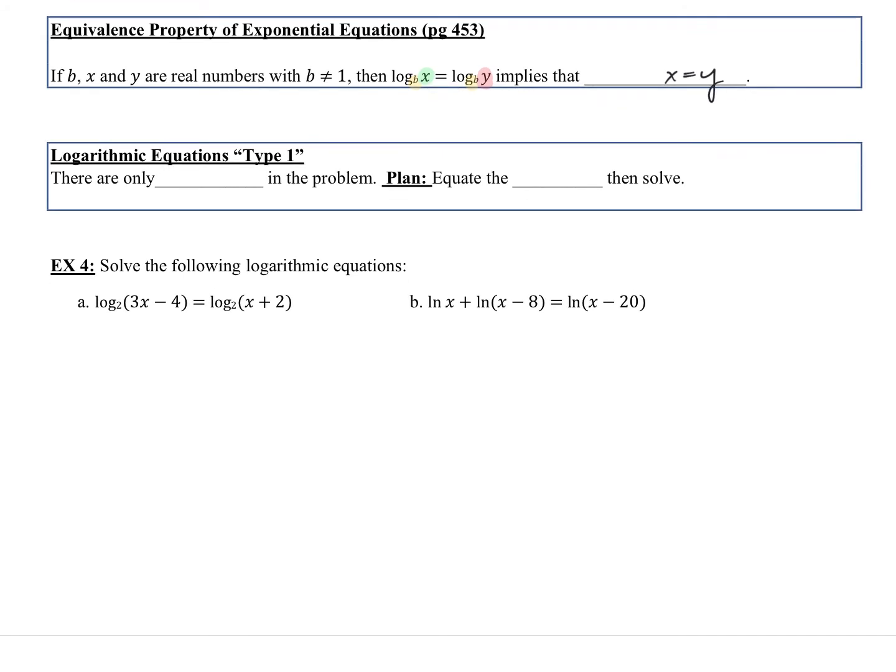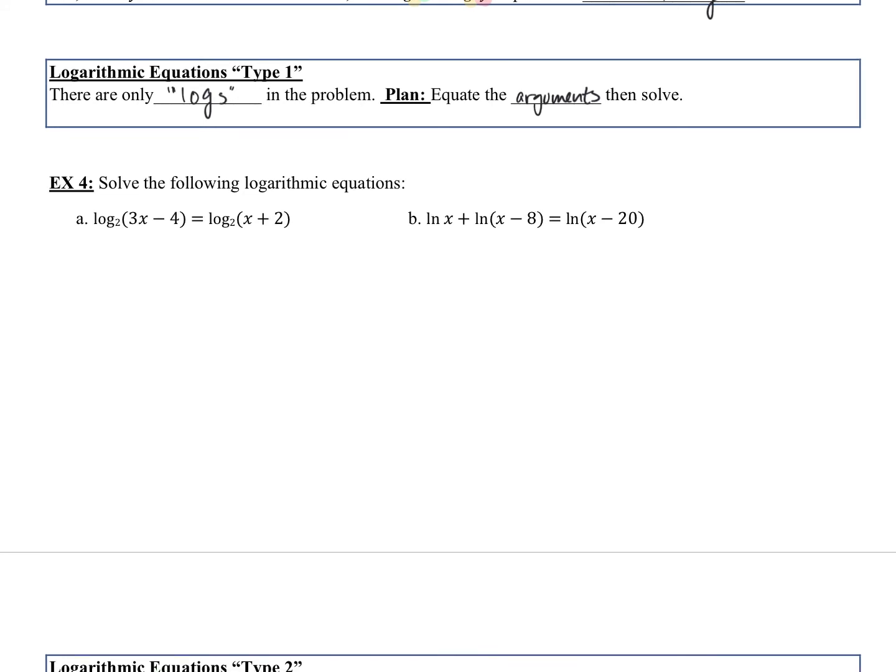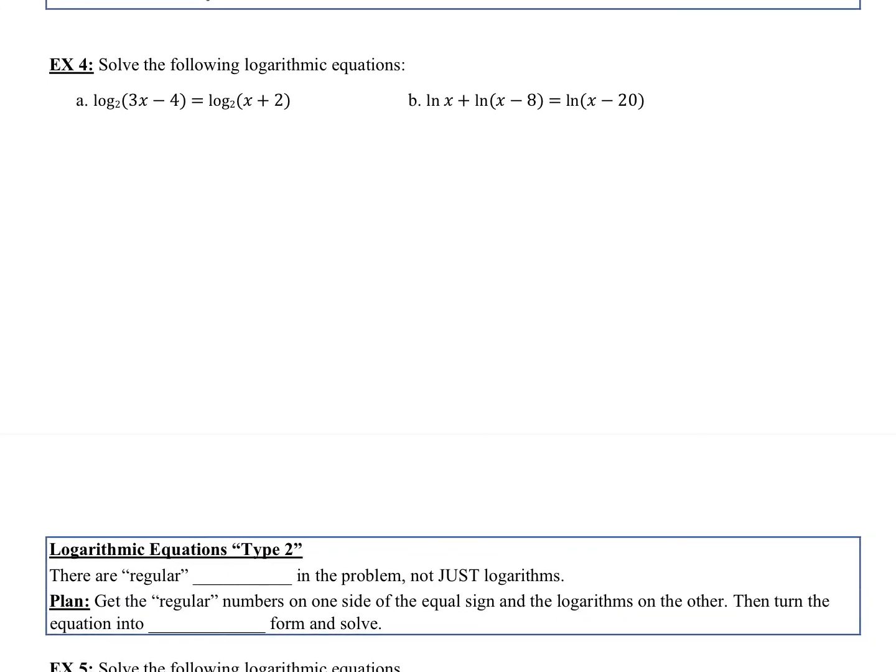So for logarithmic equations type 1, there are only logs in the problem. The plan: equate the arguments and solve. What do I mean by only logs in the problem? That means there are no random numbers hanging out by themselves that aren't logarithmic. So let's take a look at example 4.